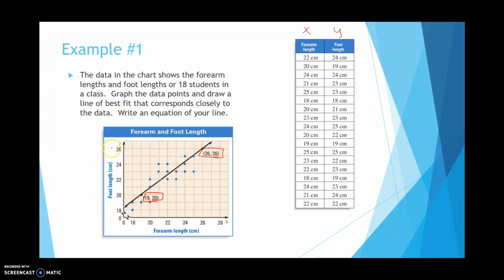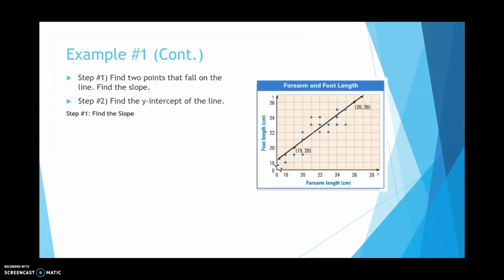After we've graphed these points and drawn my line of best fit, we're now going to write an equation. On this next slide, it shows us the steps to do that. Step number 1, we're going to find the 2 points that fall on the line, which we said on the previous slide were 19, 20 and 26, 26. And we're going to find the slope. Then after we find the slope, we're going to take the points and the slope and find the y-intercept of the line.